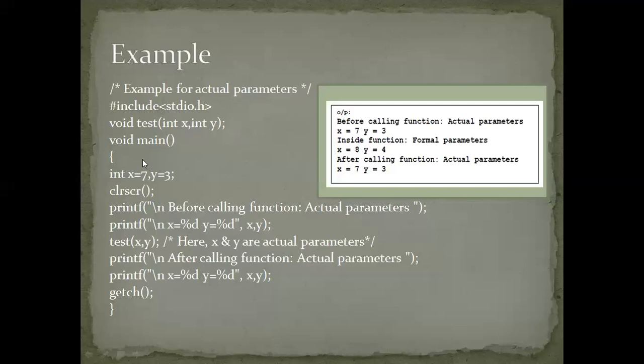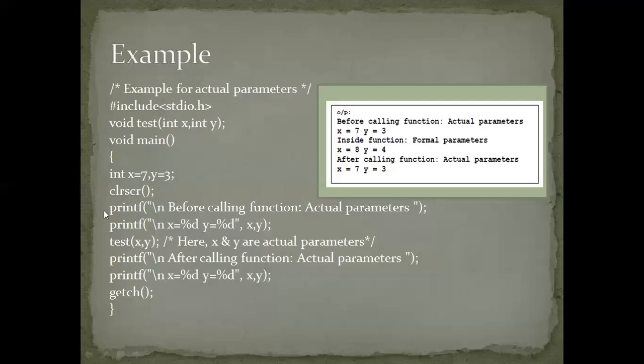Remember this. Okay, so this is a main function. Execution of the main function always starts from the main. Int x is equal to 7, y is equal to 3. Okay, so I have taken two variables x and y. So the value of x is 7 and the value of y is 3.